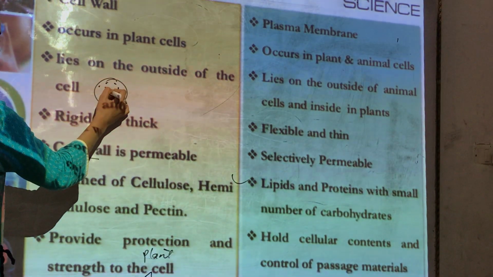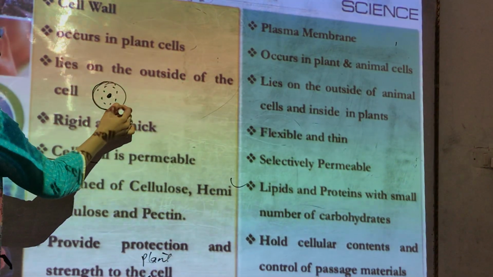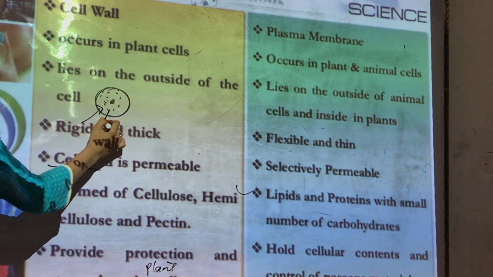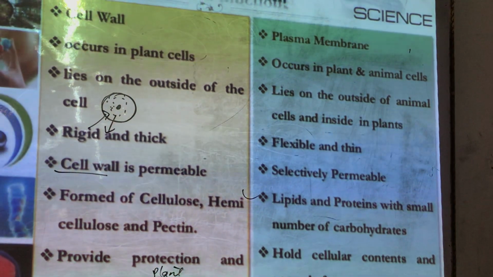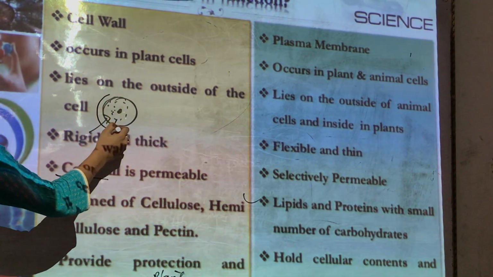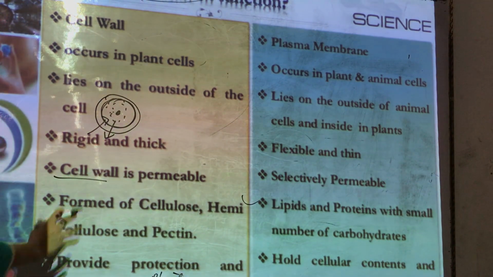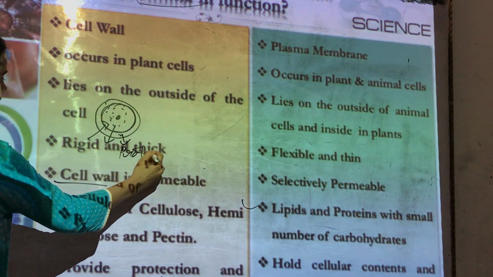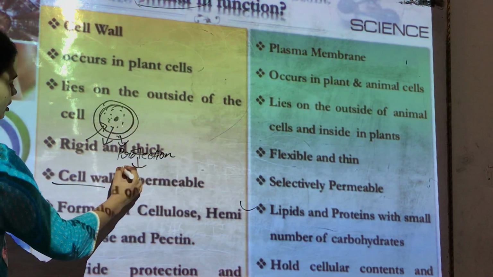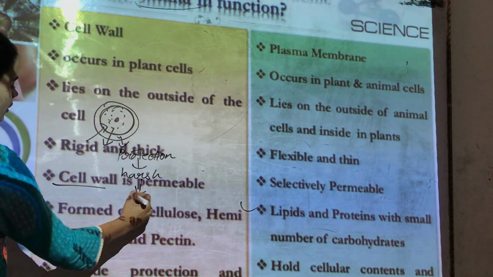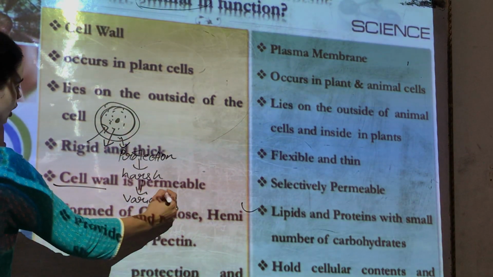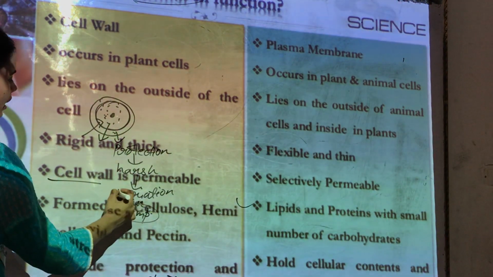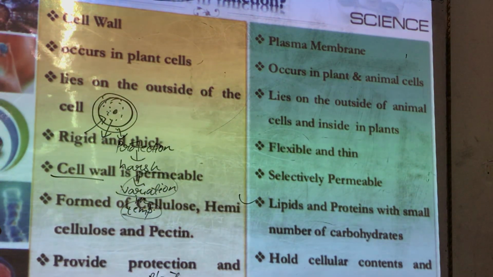Suppose this is the cell, and this is the nucleus. The plasma membrane actually holds the content which is inside the cell, and controls what goes in and out of the cell. Whereas the cell wall, which is present outside the plasma membrane, provides protection. Its role is to provide protection, and it helps the plants to withstand the harsh climate or the variations in temperature. Okay, so I hope, children, you have understood what a cell wall is, where it is present, and how a cell wall is different from the plasma membrane.